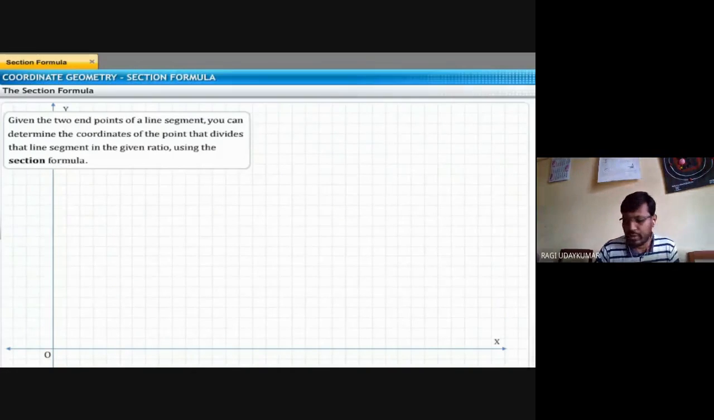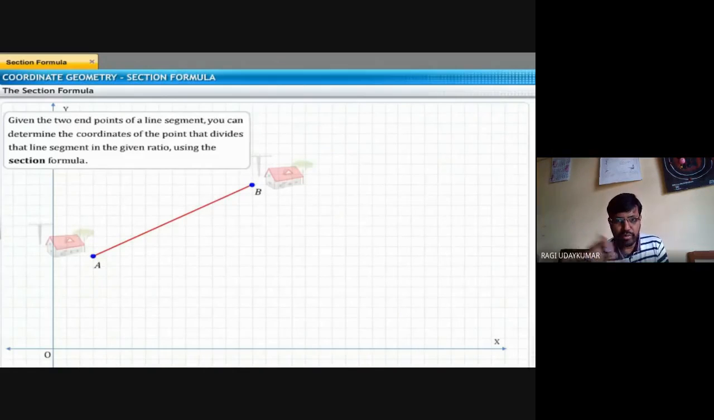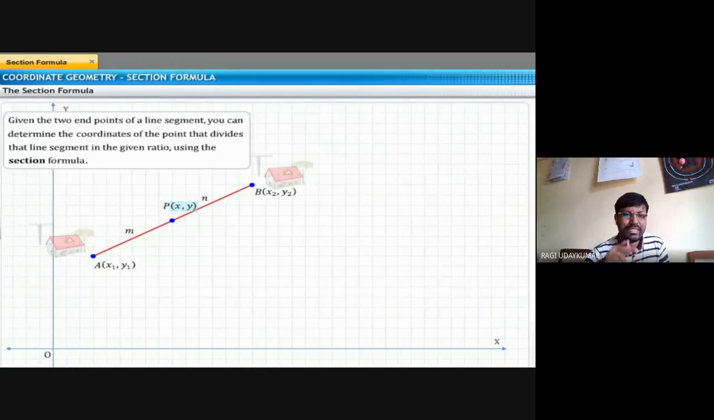Means the ratio will be given to you. If the ratio is given, how do we find out? 2 points A and B are given, with coordinates x1 y1 and x2 y2. The first point given should be taken as x1 y1 and the other point as x2 y2. So P is a point dividing the line segment AB in m:n ratio. Is it visible to you? That means the distance from A to P is m parts.